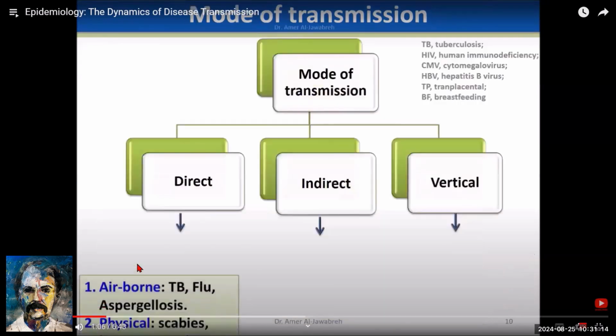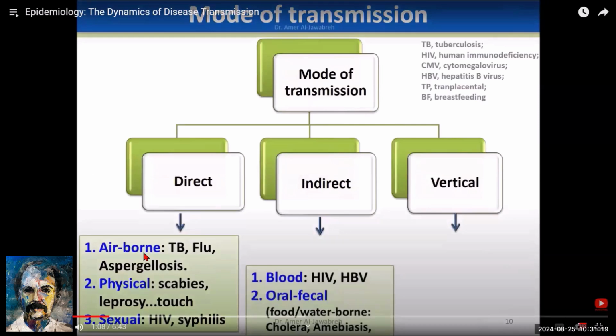We have this, look: direct, indirect, and vertical. What's vertical? Let's go for direct, which is the airborne. Example, tuberculosis, flu, aspergillosis. Aspergillosis is a fungal disease, Aspergillus niger. Physical contact: scabies, you know scabies? So you shake hands with people, you get the disease. That's physical. And sexually, intercourse: HIV, syphilis, gonorrhea, trichomonas also. All of these are only through sexual intercourse.